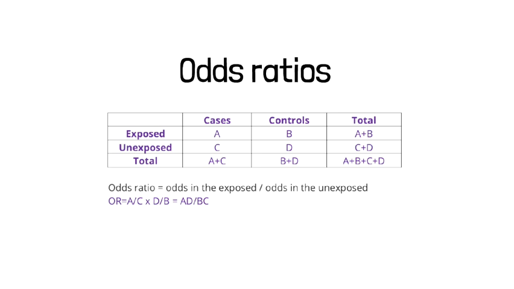In case control studies, the participants are selected based on their disease status, classified as either cases with a specific disease or controls without that specific disease, and not on the basis of their exposure status, and therefore the incidence in exposed or unexposed cannot be measured.